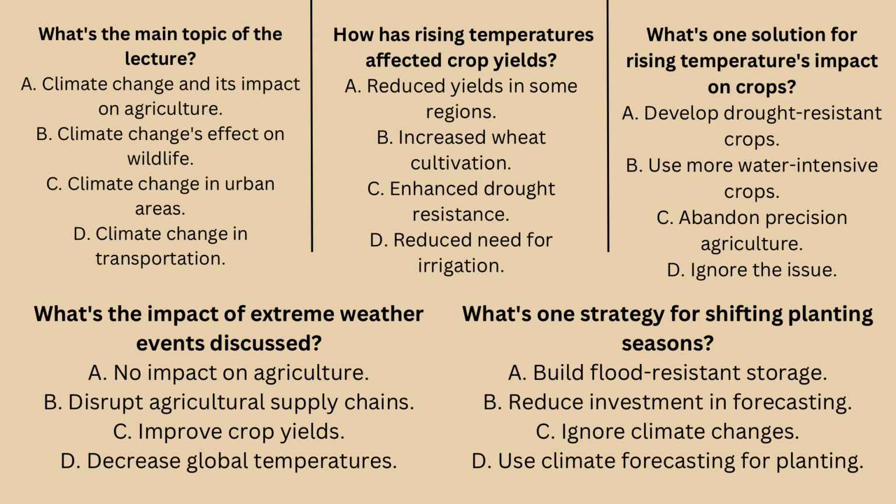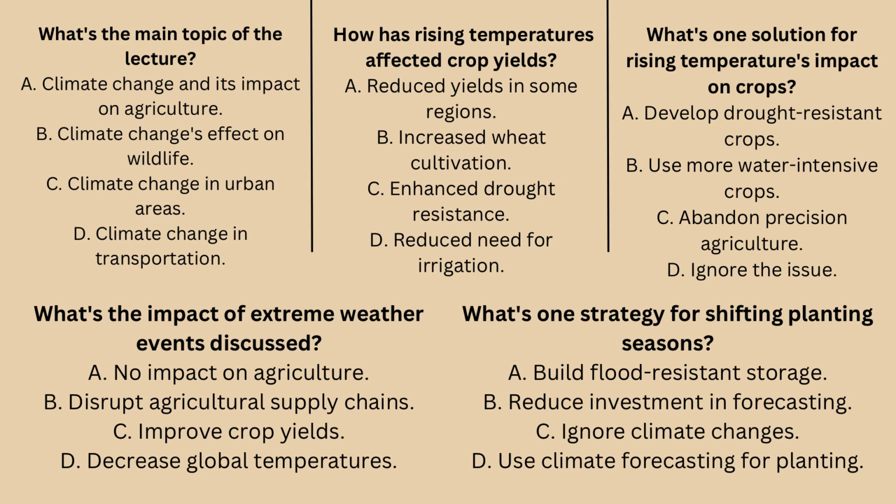With changing climate patterns, the timing of planting and harvesting seasons has become less predictable. Farmers often struggle to adapt their planting schedules to accommodate these changes. To address this issue, experts are advocating for the use of climate forecasting tools. These tools can provide farmers with information about weather patterns and help them make informed decisions about when to plant and harvest their crops.